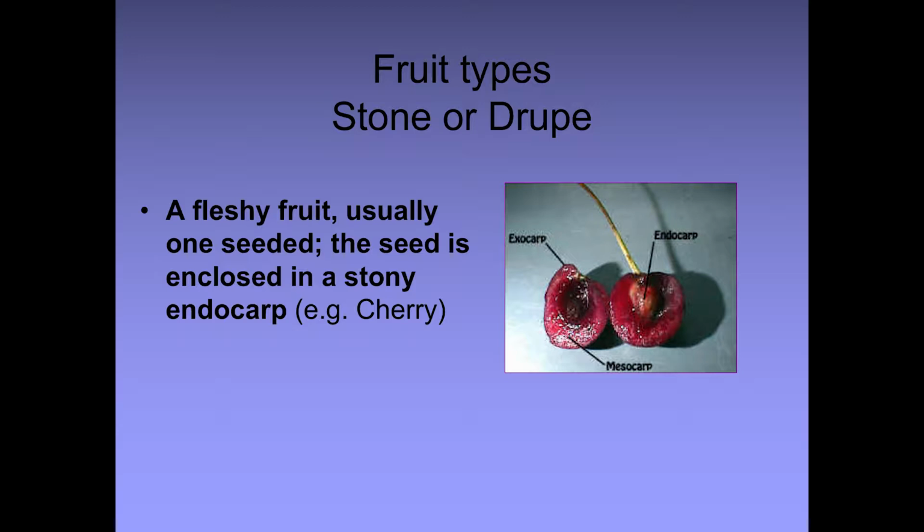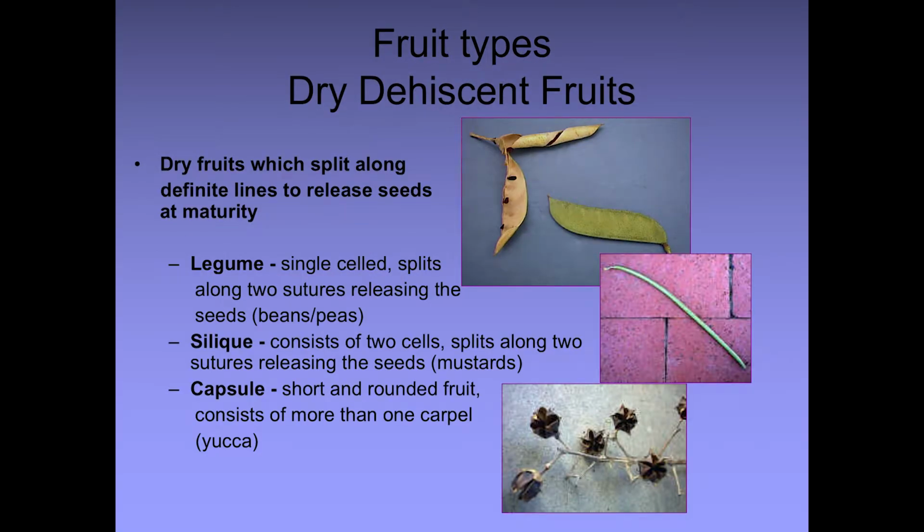And then you have fruit types that are stone or drupe, like cherries. So you have a very hard seed. Apricots would be the same thing. So that's a drupe, and sometimes there's drupelets. We'll have one of those. Then there's fruit types which are dry.